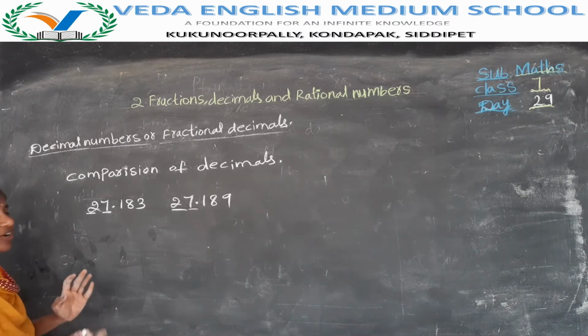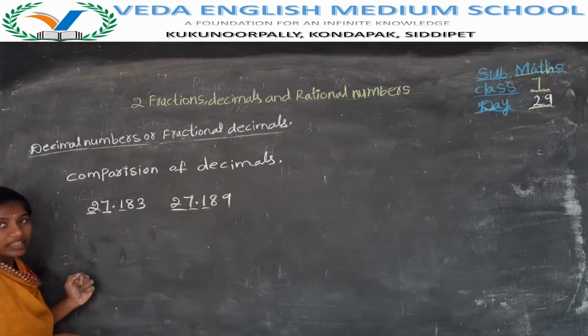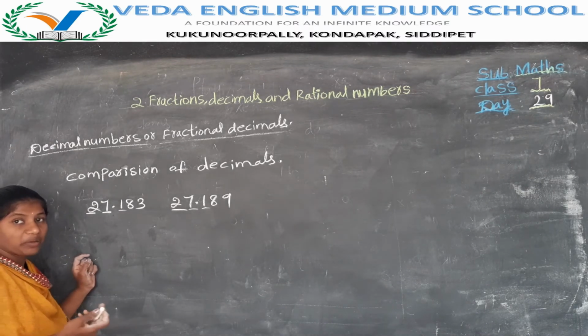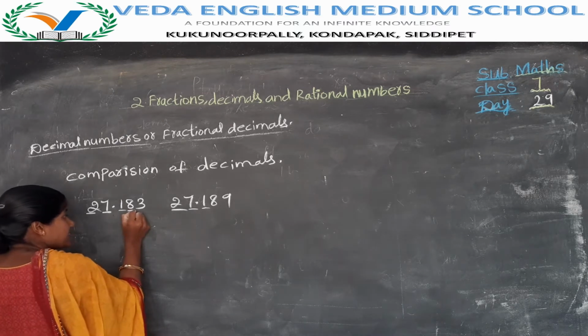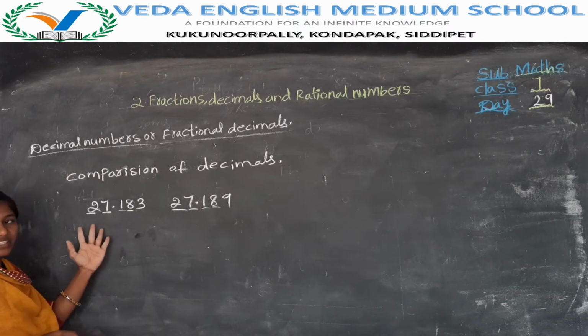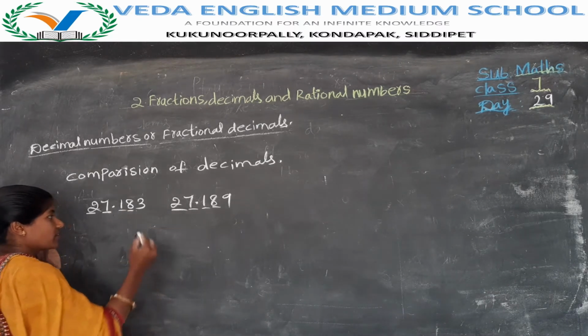Then go to after the point. After the point, what is the first number? 1. After the point the first digit is also the same. If the first digit is the same, then you have to compare the second number. What is the second digit here? 8. After the point also the first digit is the same, the second digit is the same. Then compare the third digit.